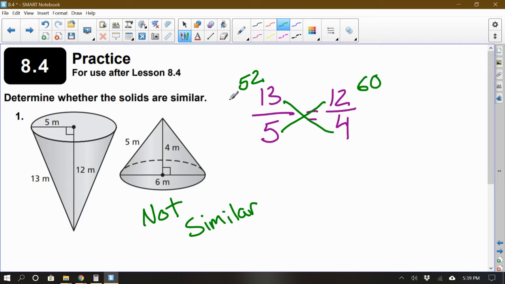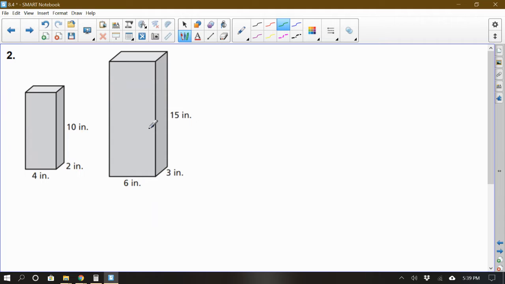All righty, moving on. Same directions. Are these two solids similar? Well, let's set up our proportion. Now I can pick whichever set of numbers I want here. How about we start with the height. The height of the first one is 10, and let's put that over the height of the second one. So that's 15. So 10 over 15.